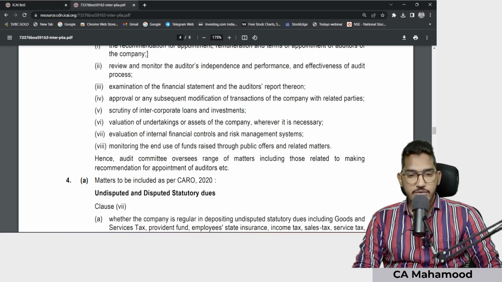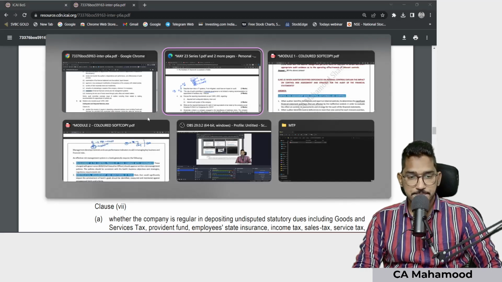They will undertake the valuation of the assets whenever it is necessary. They will even evaluate internal financial controls. They will even monitor whether the funds are used in a proper manner or not. So these are all the functions of the audit committee. These functions you are supposed to write.